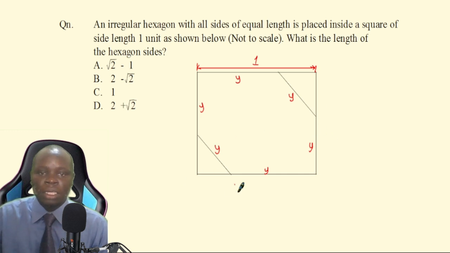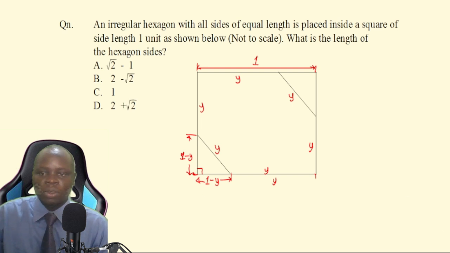Now from here, we can see that we have a right angle triangle, and if from here up to this end is already y, meaning here we will subtract y away from 1 since we have a square. So we have here 1 minus y, which gives us this side of a triangle. Then the same side here is also 1 minus y.